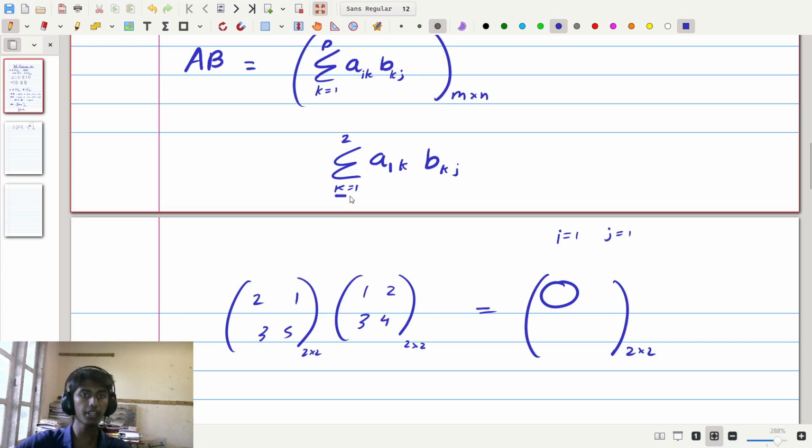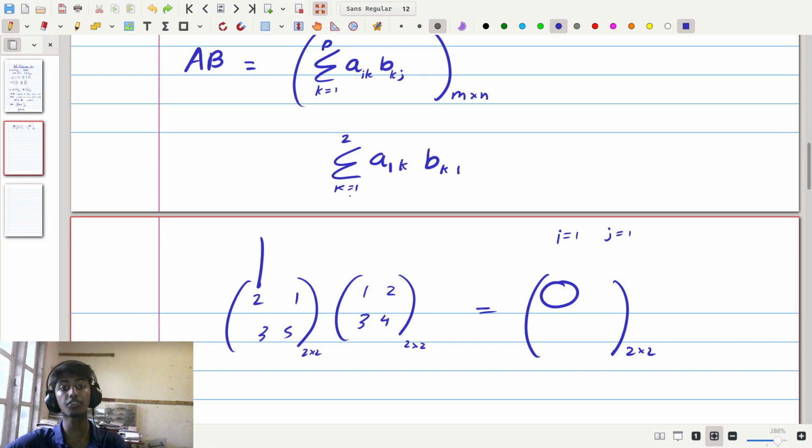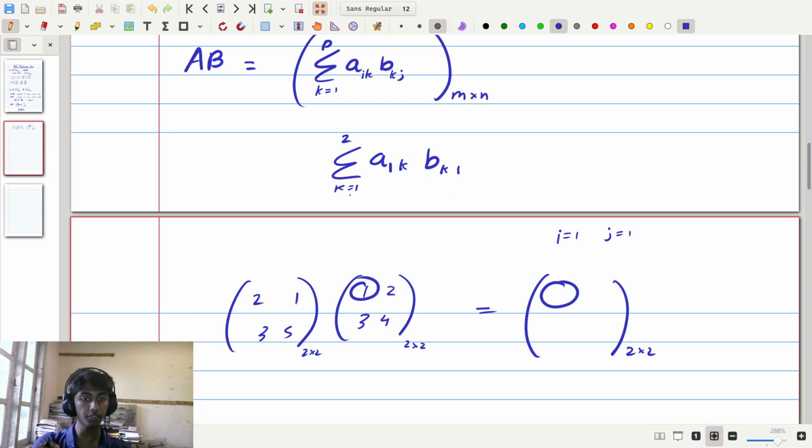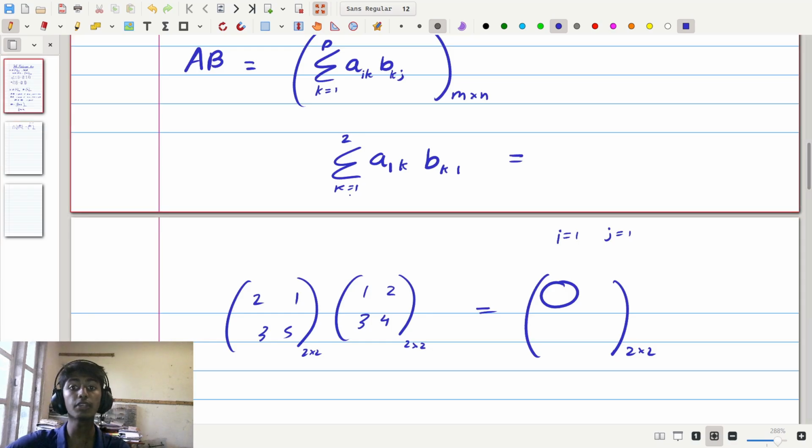For k equals 1, we can see the two terms here are A sub 1 comma 1 and B sub 1 comma 1, since j is equal to 1. Now due to this, we're going to have to multiply 2 by 1, since 2 here is the 1 comma 1 position in the first matrix, which is the A sub 1 1, and B sub 1 1 is this one here, which is the one in the position 1 comma 1 in the second matrix. So the first element of this sum is 1 times 1.